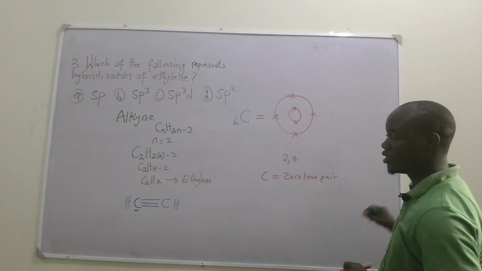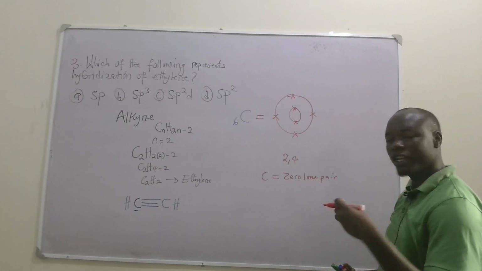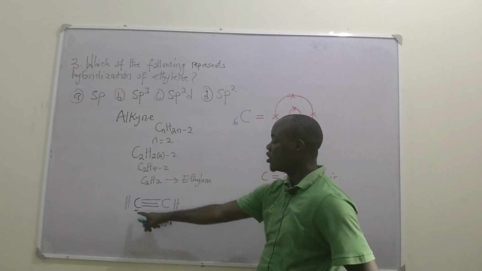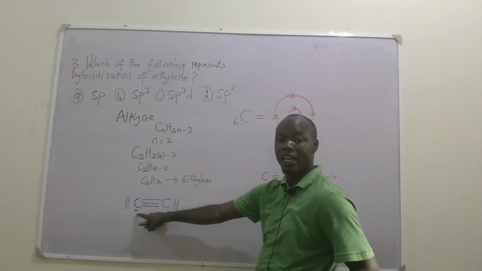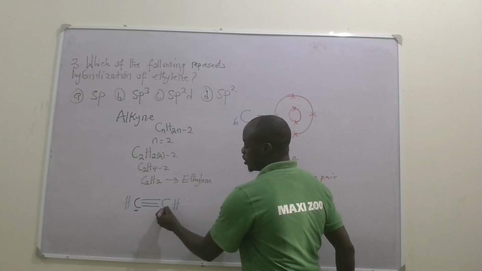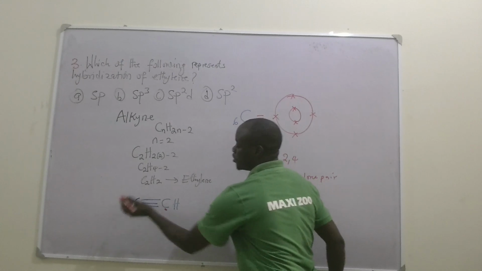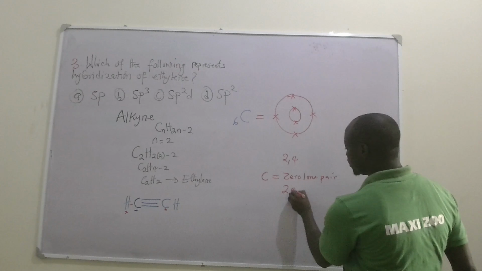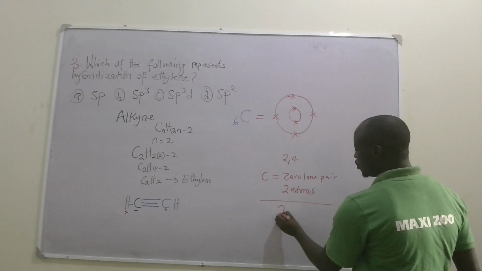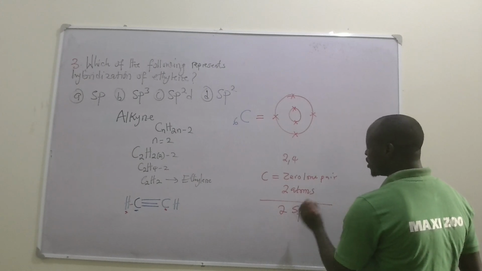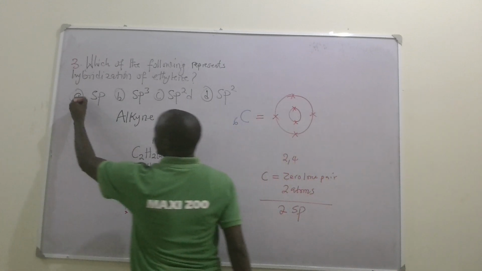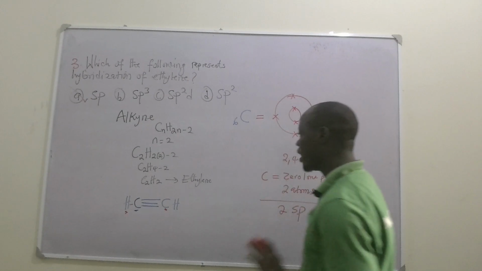Then the next step is to calculate how many atoms are directly attached to this carbon, or either of the two. Let's take this carbon. How many elements are directly attached to it? Of course, it's 2: this carbon here and this hydrogen. So there are 2 atoms attached to the carbon. So 0 plus 2 gives us 2. So it means that it is sp hybridization. So the answer to this question is option A, sp hybridization.